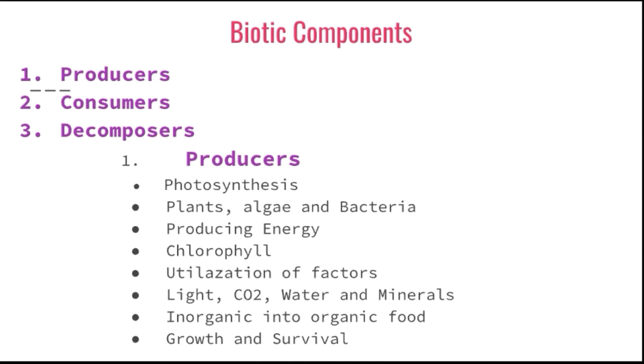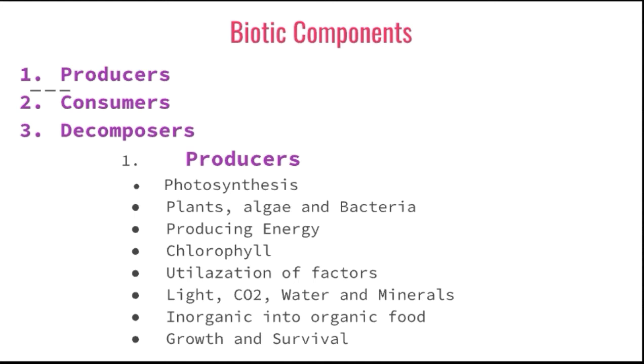The biotic factors of an ecosystem are classified into three main groups, namely, first one is the producers, second one is the consumers, and third one is the decomposers. Okay, so we will see one by one.